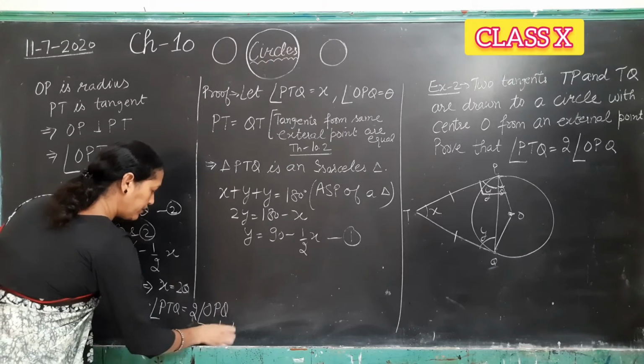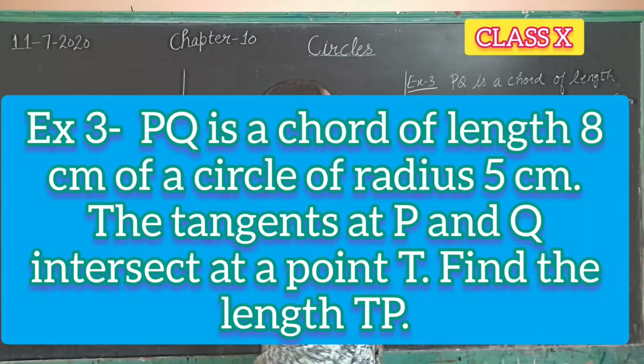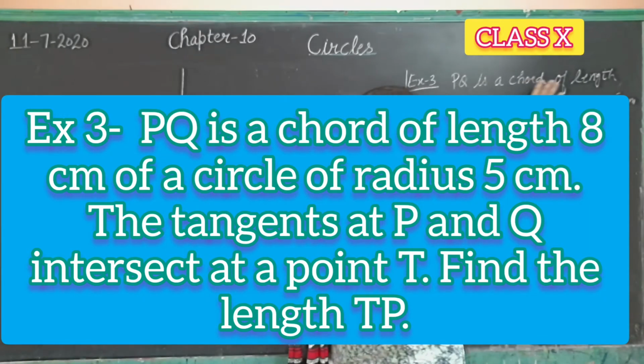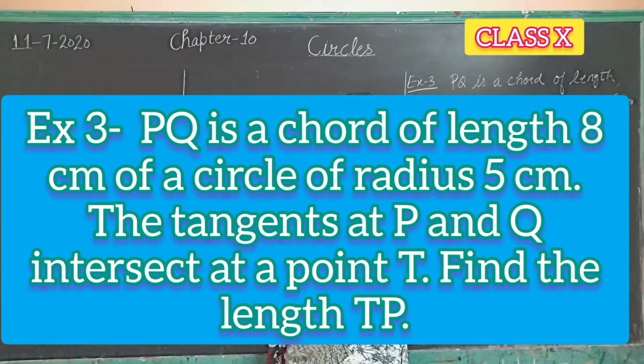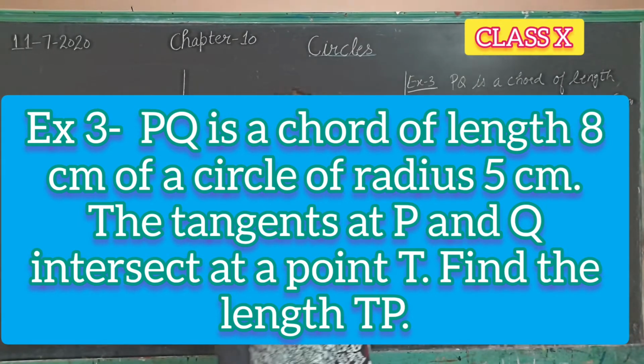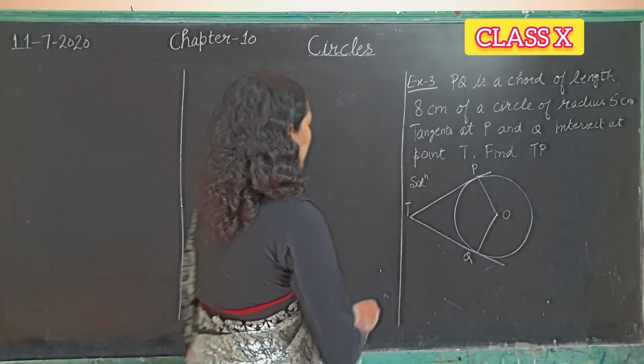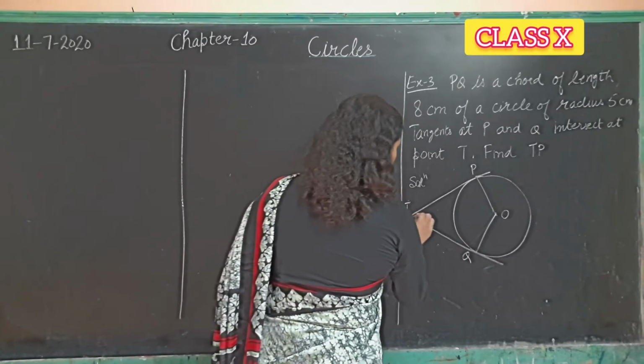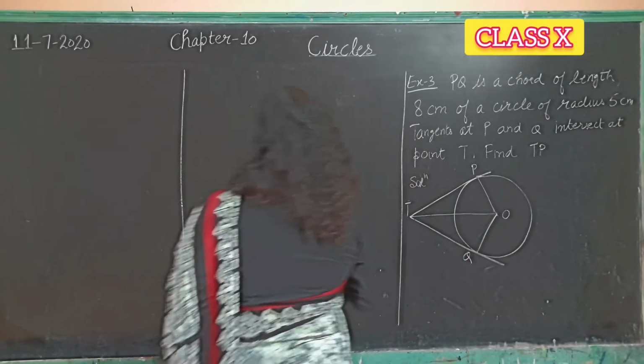Hence proved. The next example: PQ is a chord of length 8 cm. This PQ is given to be 8 cm. The radius of the circle is 5 cm. T is an external point from which tangents are drawn. We have to find the length of TP, means we have to find the length of the tangent. First of all, join OT.